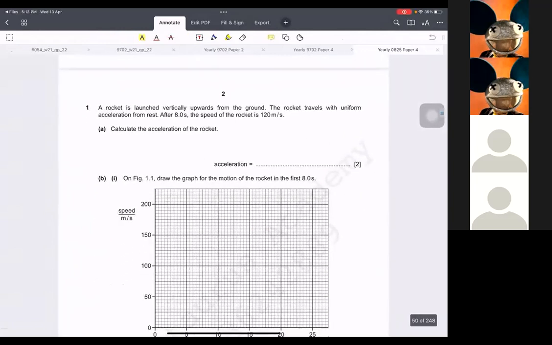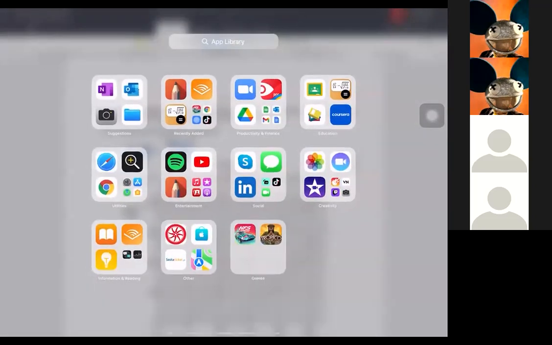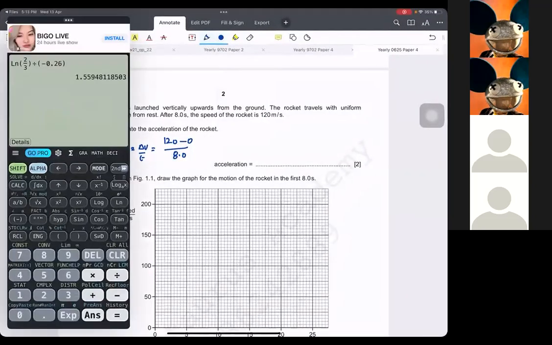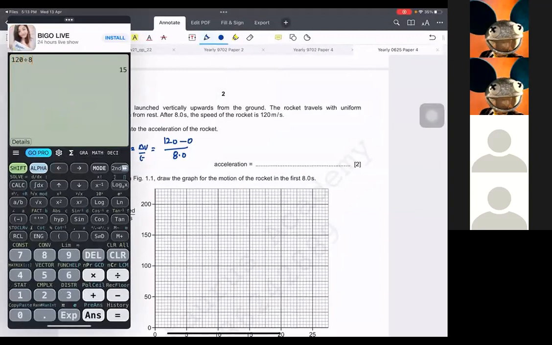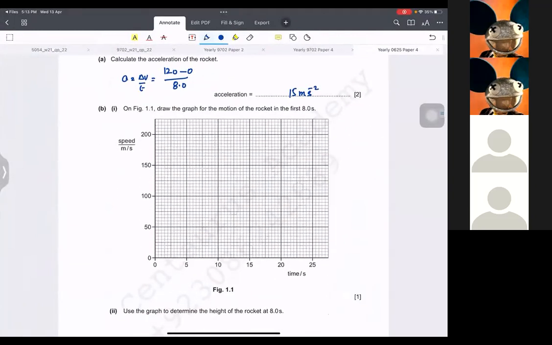So calculate the acceleration. A rocket is launched vertically upwards. The rocket travels with uniform acceleration. After 8 seconds, the rocket is at 120. So 120 minus 0 divided by 8. Change in velocity over time. So I think this has to be 15 meters per second squared. Okay.